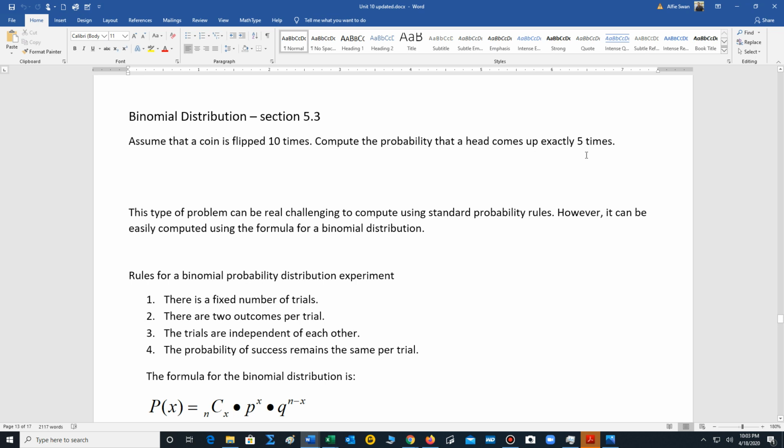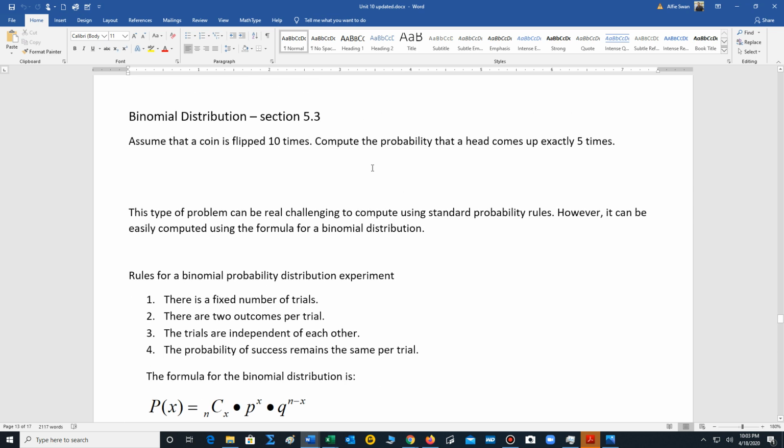Now we could use some of the probability rules that we've learned previously. However, it would become a little complicated to do so. It can be done, but it just takes a little bit of extra work. It turns out that this type of problem is what's called a binomial probability problem. We can use what's called the binomial distribution, a nice compact formula, to easily compute the probability.